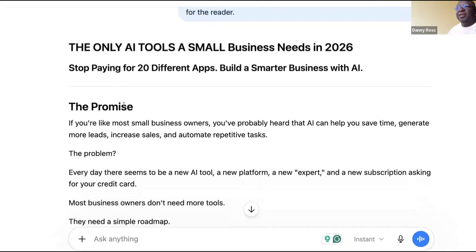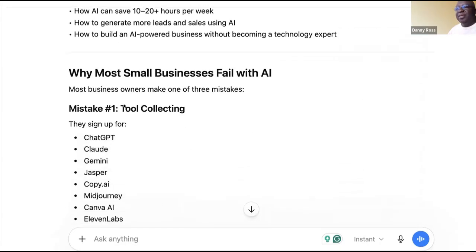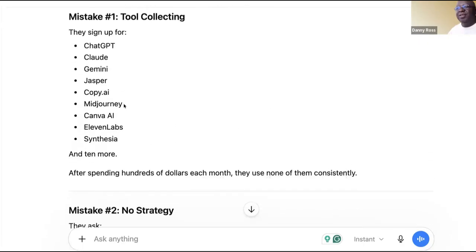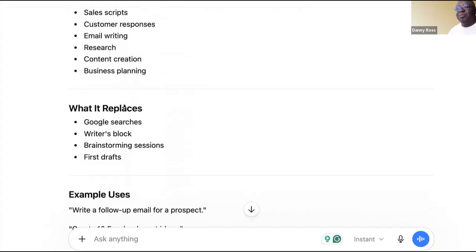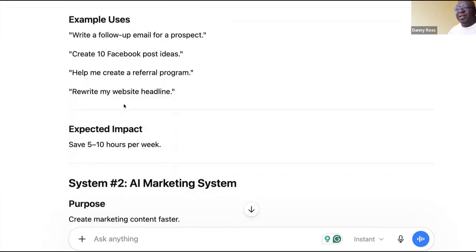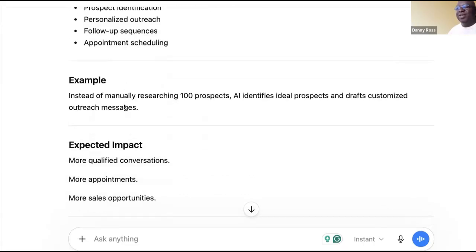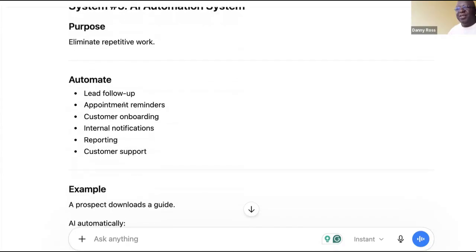All right, so what we've got here is the AI tools. Stop paying for 20 different tools. It's laying out the answer to the question of what tools you should play with. No strategy, trying to learn everything. This is a pretty simple lead magnet that I can make pretty. You're going to put some graphics around it, make it look pretty, and then launch it out to the world as something free. I like it.